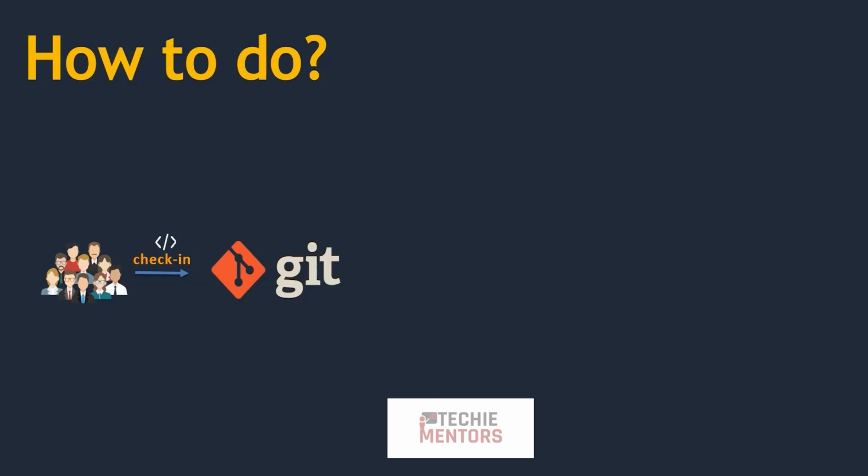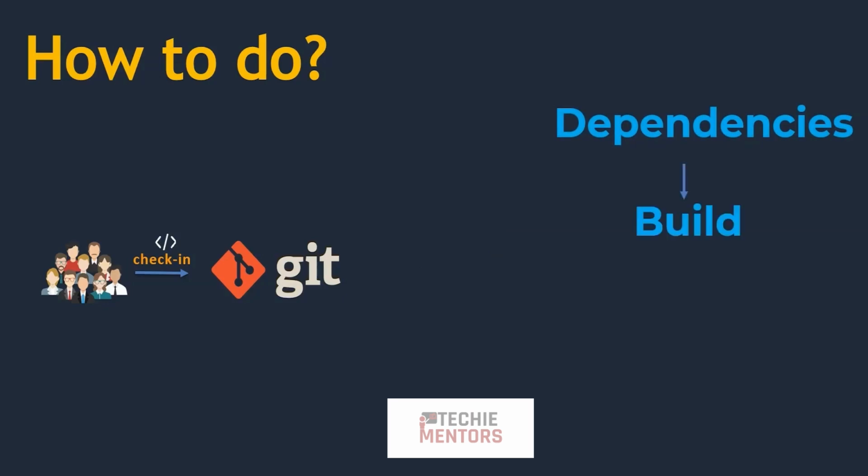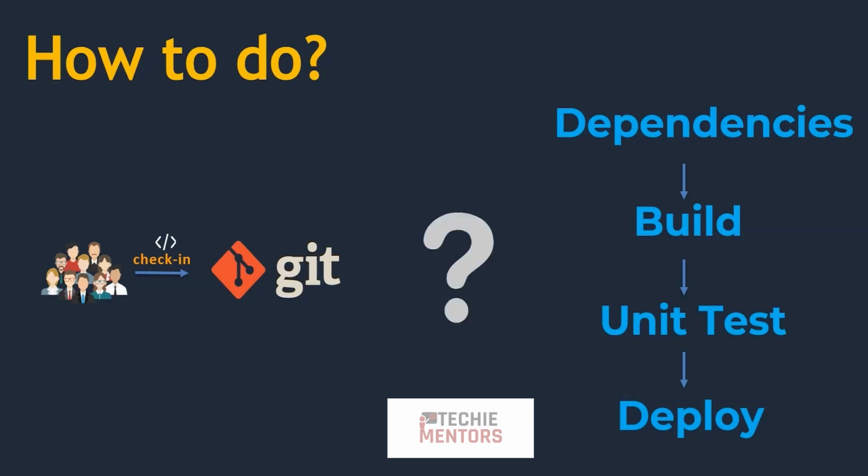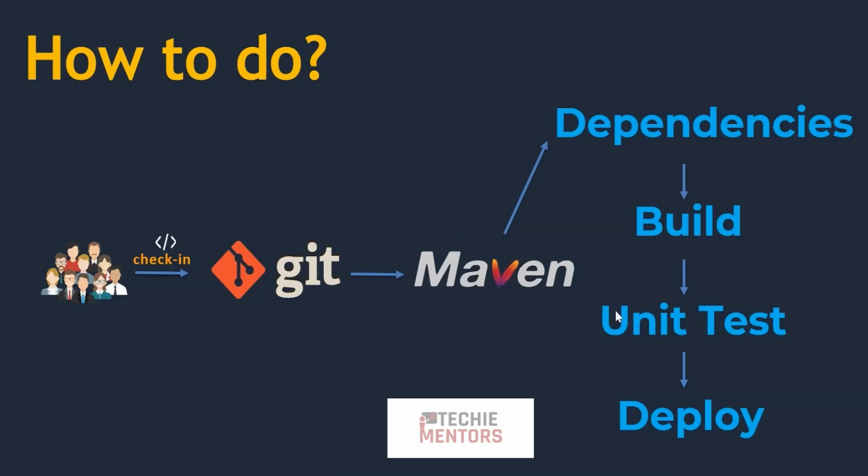Whenever you are doing that, you also need to know what dependencies it requires. Once you have taken those dependencies, you need to build it. Once you build it, you need to run unit test cases. Once that is done, you may use it for deployment as well. Then who will do all this stuff? That is where Maven comes into the picture. So Maven helps even at the DevOps environment level to download the dependencies, build, unit test, and deploy the applications.